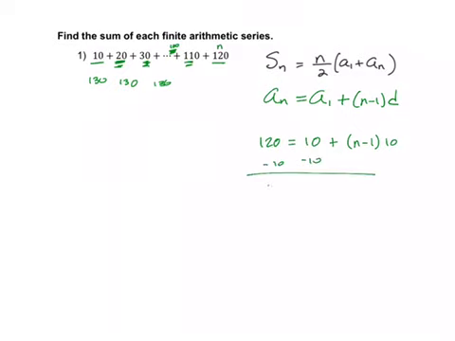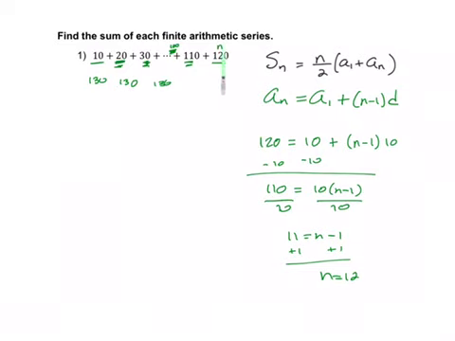So I'm going to subtract 10. So 110 equals 10 times n minus 1. I'm going to divide by 10. So 11 equals n minus 1, plus 1, so n equals 12. That means that 120 is in the 12th position. Of course, in this one it's easy to see that that's the 12th position, but I just wanted to show you because there are going to be some exercises where it's not that easy to identify.